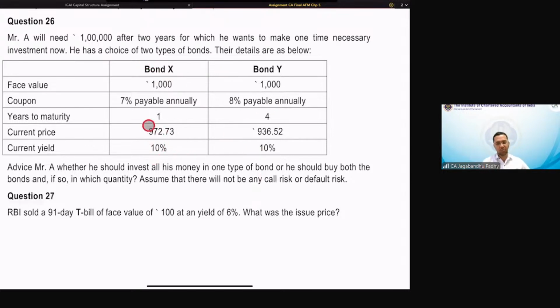I mean, if you're going to buy bond X, what is the price that I need to pay? I need to pay 972.73. That is going to mature in 1 year, and the maturity value is 1,000. So, therefore, we'll be able to see that the price working out to be 972.73. So, bond X is a 1 year bond, bond Y is a 4 year bond. My requirement of money is after 2 years. So I need 1 lakh after 2 years. I need an investment to be made today for the realization after 2 years.